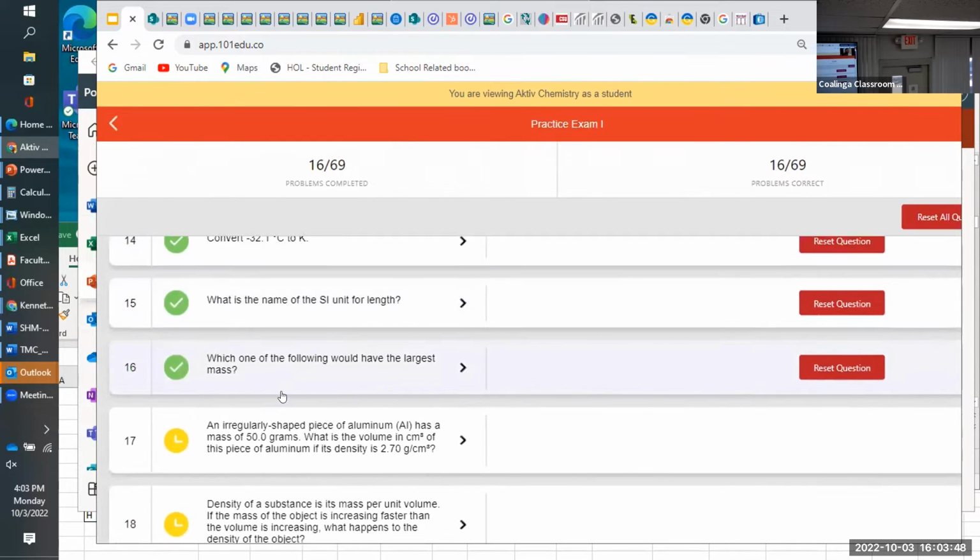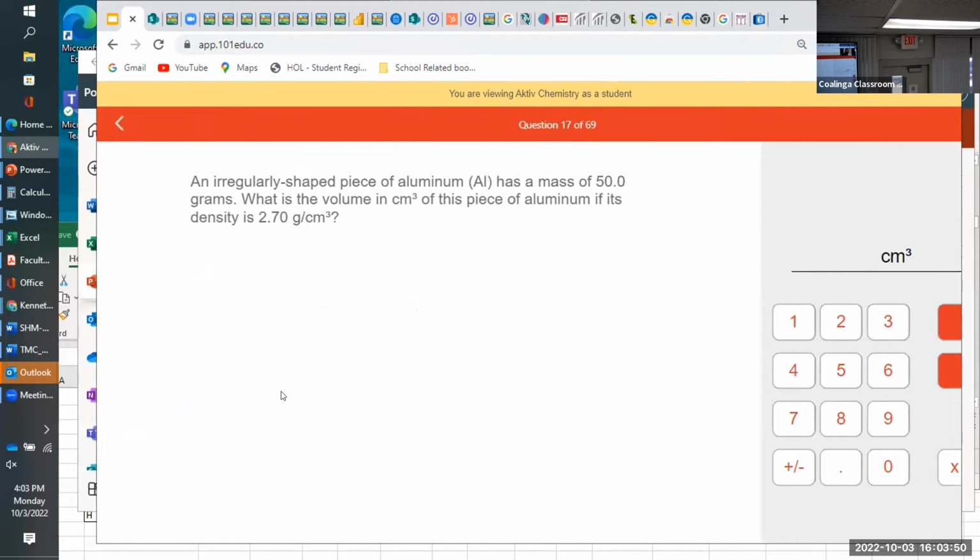That makes sense. So pay attention to units. The regular shaped piece of aluminum has a mass of 50.0 grams. What is the volume in cubic centimeters of this aluminum if its density is 2.0 grams per cubic centimeter?